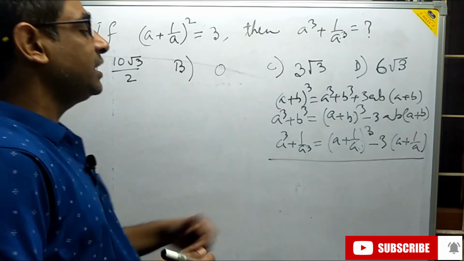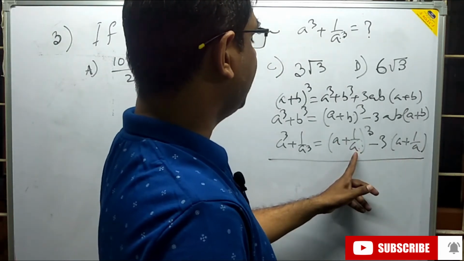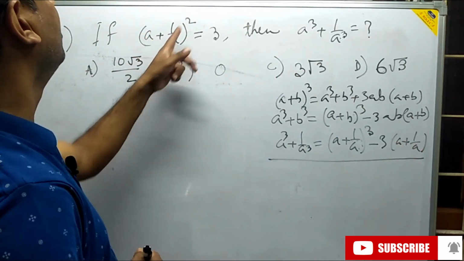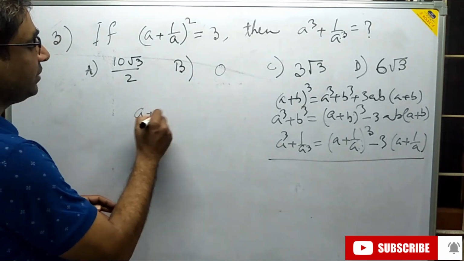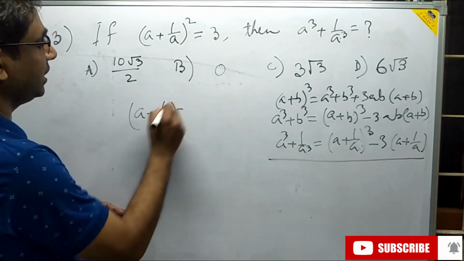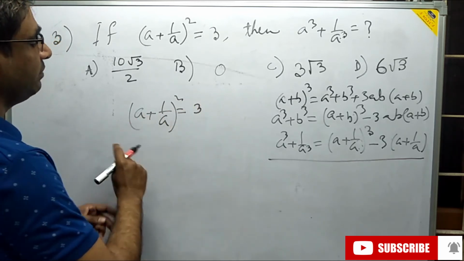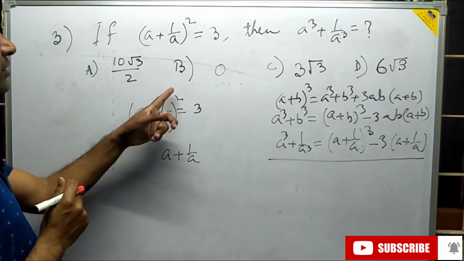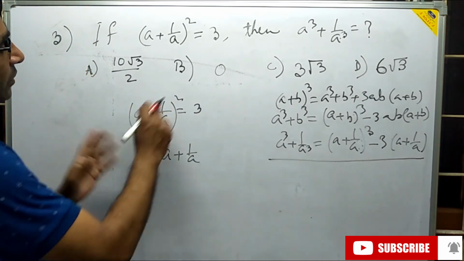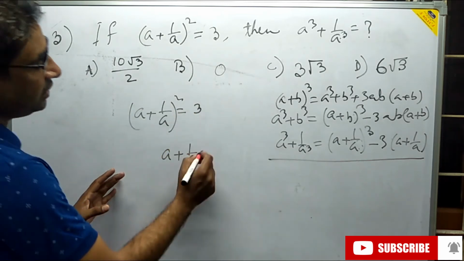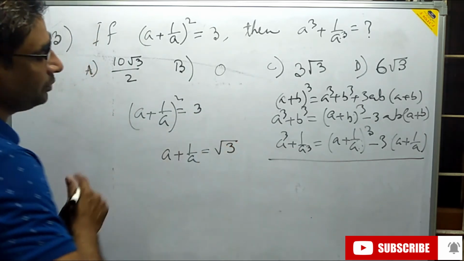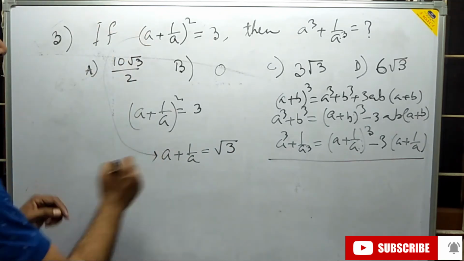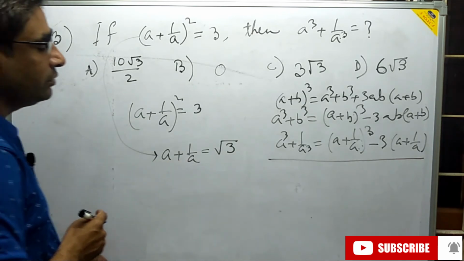If I use this identity, I need a plus 1 by a. But here given a plus 1 by a whole square. A plus 1 by a whole square is equal to 3. But I need only a plus 1 by a. If this one is square, then if I remove the square from this side, then right side is the square root of 3. A plus 1 by a is equal to root over 3. From this I got this one. A plus 1 by a equal to root over 3.